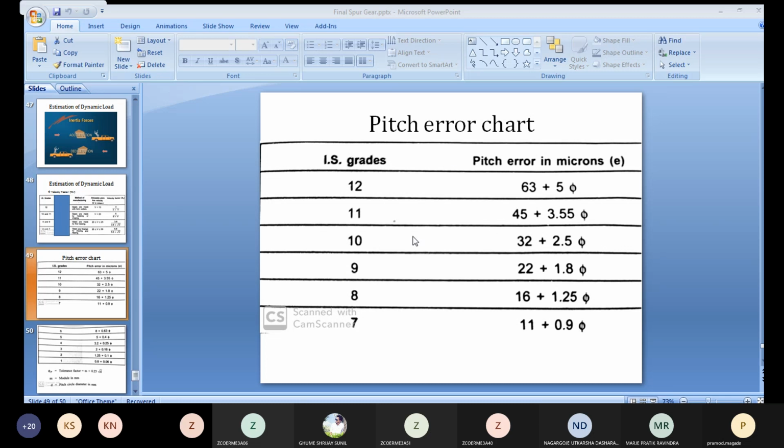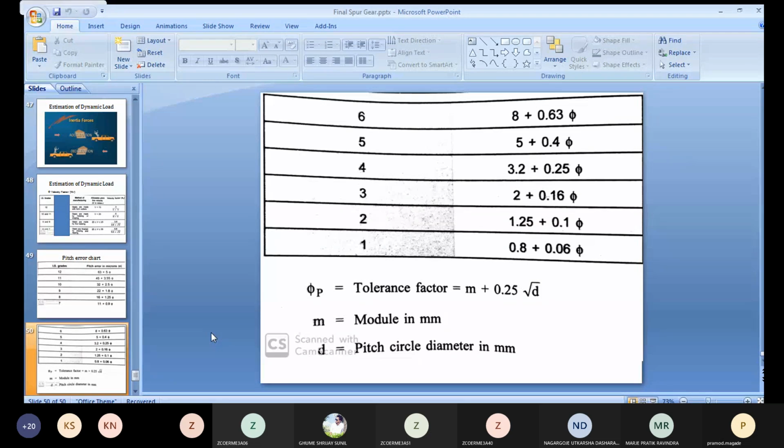Okay. Next is related to 1, 2, 3, 4, 5, 6. Just write down this and below that tolerance factor 5p. So don't write p. It is just 5.